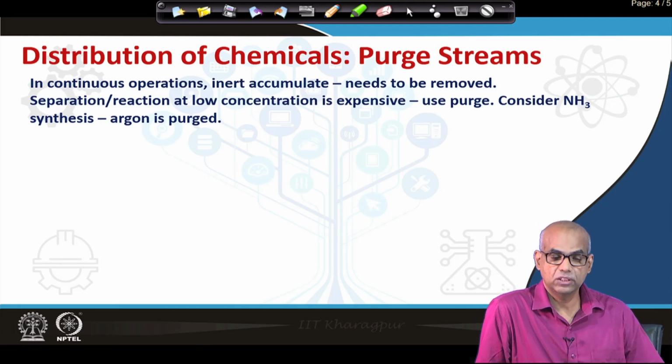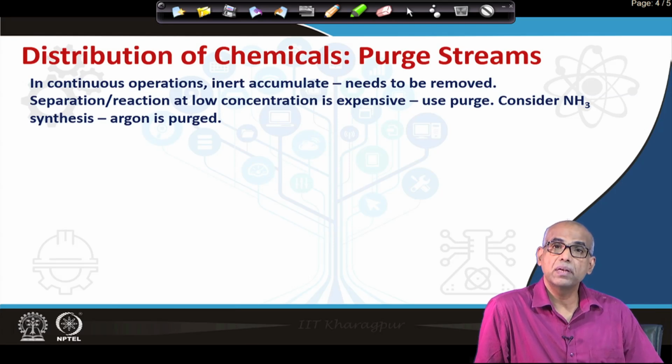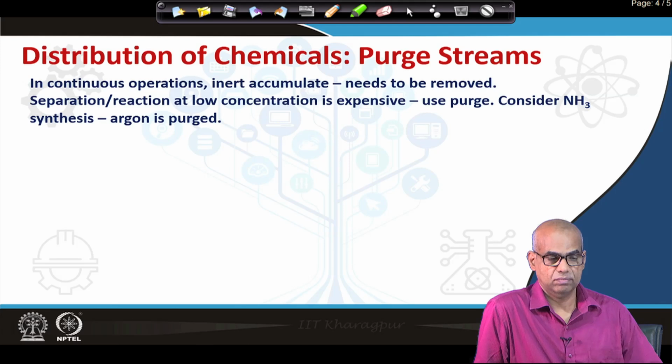Next, purge systems, purge streams. In continuous operations, inert will accumulate and must be removed from the system. If these are not removed from the system, then it may be necessary to shut down the operation.